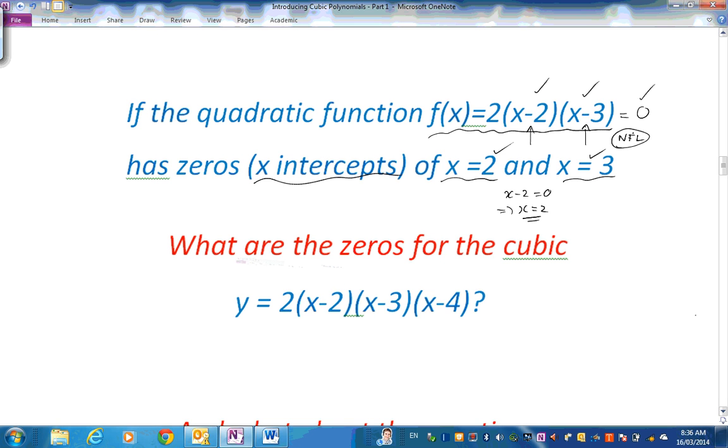Now this is the interesting gateway idea. Using that idea, if I have a cubic factored like this, what will the zeros be? When will that function be 0? Can you see, we've just added another factor, but the null factor law still comes into play. It's going to be 0 when either that is 0, or that is 0, or that is 0.